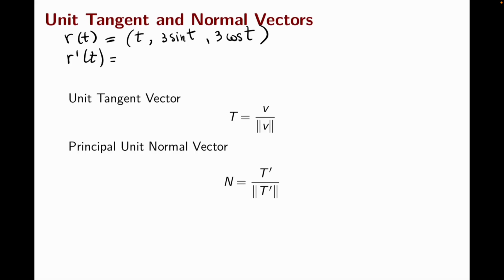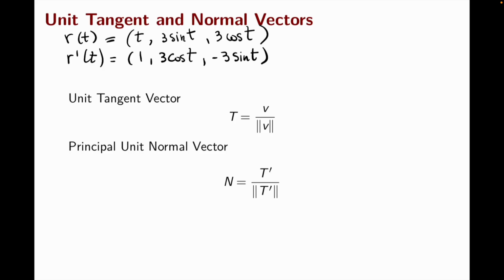So we need to calculate the derivative of this function. The derivative of this one will be equal to 1. The derivative of 3 sine is going to be 3 cosine, and the derivative of 3 cosine is going to be minus 3 sine of t. So we have the derivative.